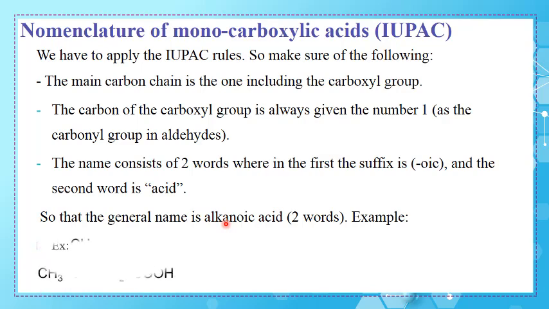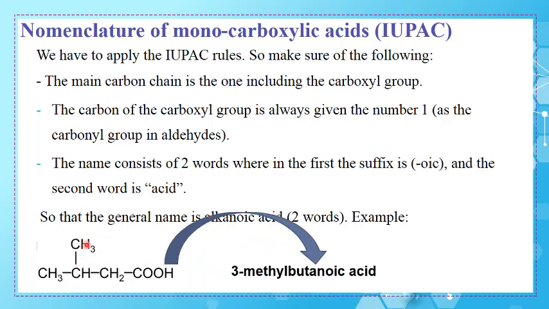Look at this example. Here is the carboxylic group. It is attached to carbon number 2, because this carbon is number 1 and this one will be number 3, and we have here a methyl branch. So the name will be 3-methyl butanoic acid. Why butanoic? Because look, 1, 2, 3, 4 in this chain. It would be 3 because here is the methyl branch attached to carbon 3, then butanoic and acid, and as you can see there is a space between these two words.